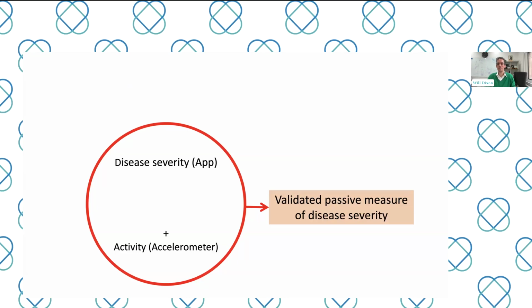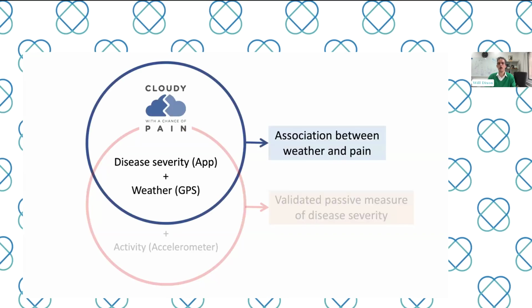So in a figure, this is what we would ideally like to have done, measuring disease severity tracked every day via an app, and then using the accelerometer within the device so that we can develop this validated measure of disease severity. And we decided to hide that behind a more understandable study called Cloudy with a Chance of Pain, looking at the association between weather and pain.